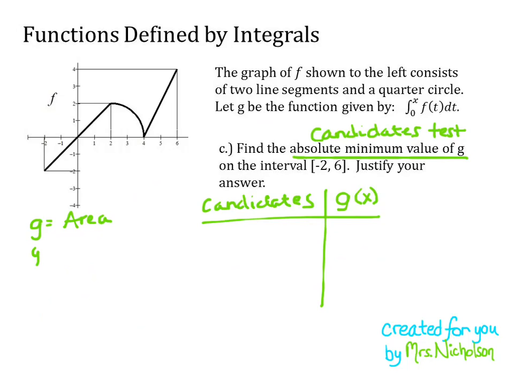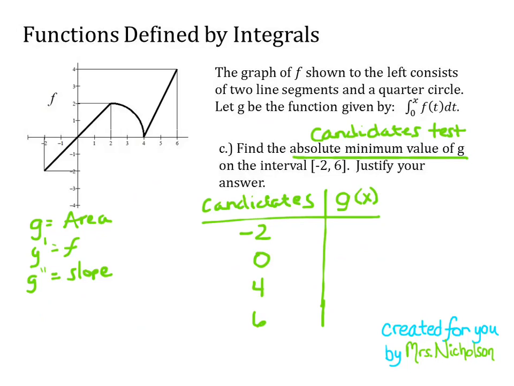G is area, g prime is f, g double prime is slope of what we're looking at. So my candidates are going to be -2 and 6 because those are my endpoints. But I also need to include my zeros. My zeros here are 0, and then we also have a 0 at 4. But notice at 4 there's no sign change.